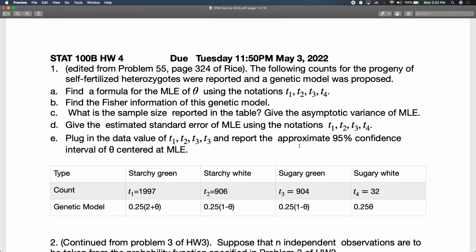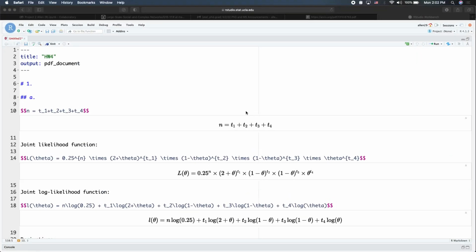Yeah, so first question: given the counts, find the MLE of theta using the notation. Here we have counts for each of the categories, say A, B, C, D, and the probability for each category occurring. We have, say, 1997 occurrences for category A, and each has its probability. So to find the MLE, we need to first construct the joint likelihood.